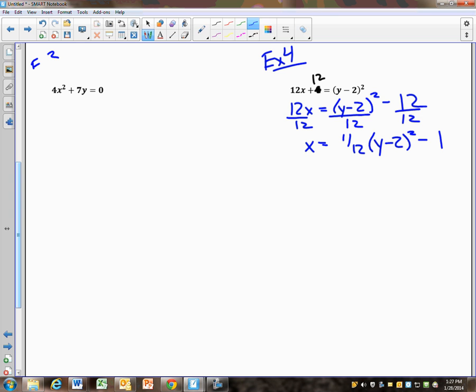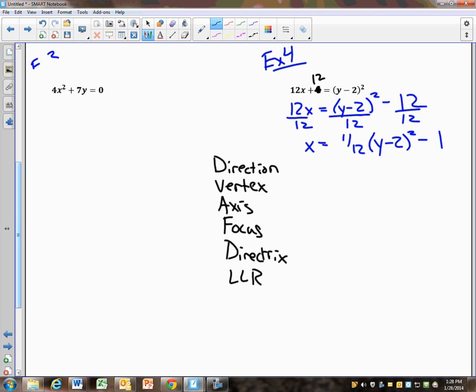So, let's list off all the important characteristics. We have the direction. We have the axis. We have the vertex. I don't care about the order, I'm just trying to stay consistent. We have the focus. We have the directrix. We have the length of the latus rectum. And we have a equals 1/4p.